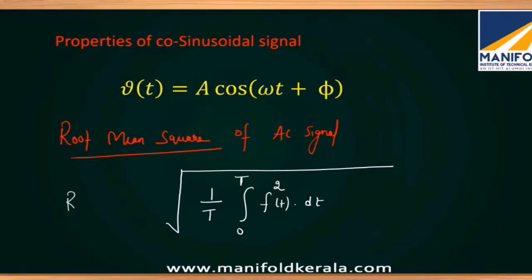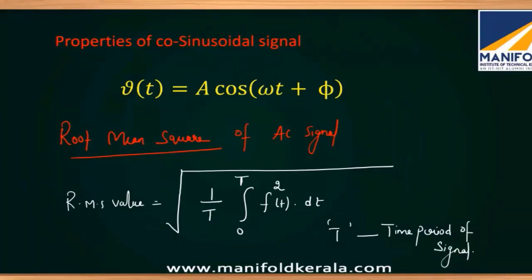So this is the RMS value of any periodic signal. That is 1 by T into integral 0 to T into f of t whole square dt, where T is the time period of the signal. Understand? Okay, so in this way you can calculate the effective value or DC equivalent value of any signal. That's why the RMS value has that much significance.